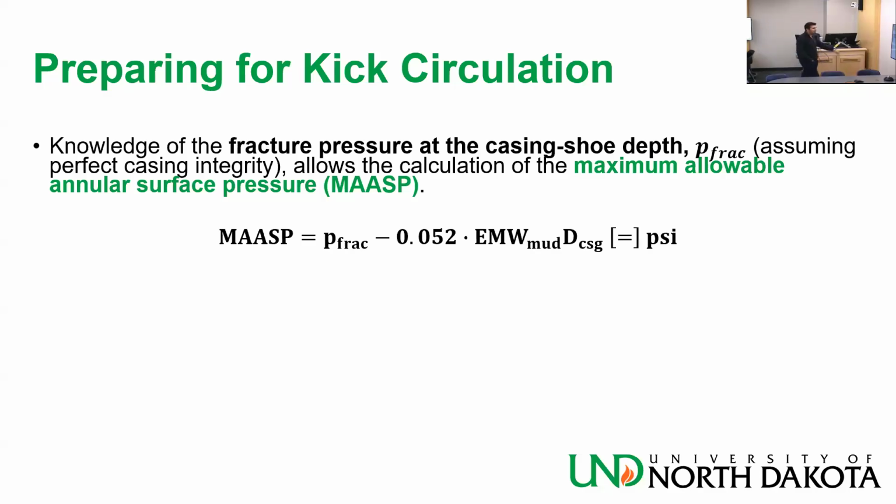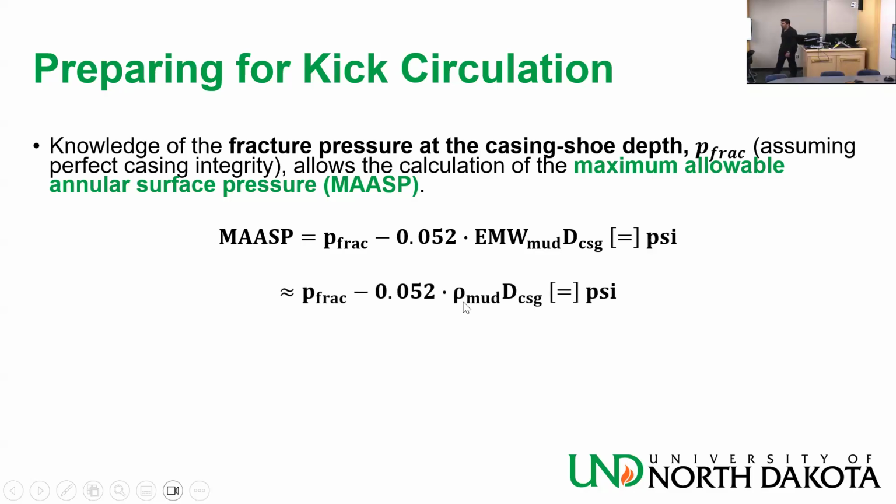MAASP equals P-frac minus 0.52 times the EMW of the mud times the casing shoe depth. Sometimes they don't use EMW, they use the mud density instead. It's okay though. Why is it okay? Because most times when the well is shut in after you took a kick, the density of the mud could be approximated that way. But with EMW, you are still circulating, so it may be bigger.